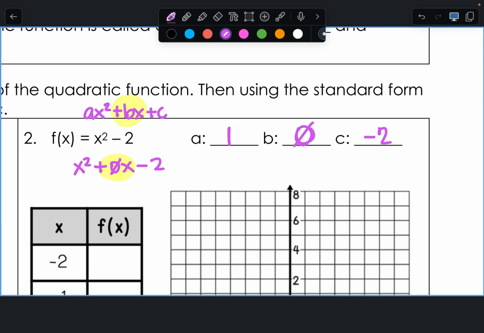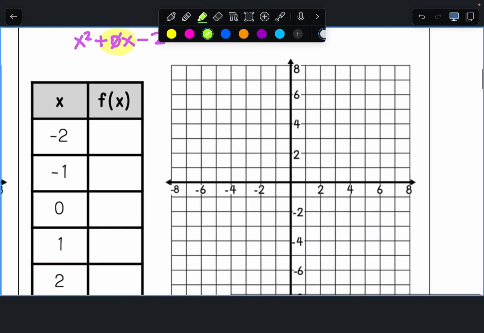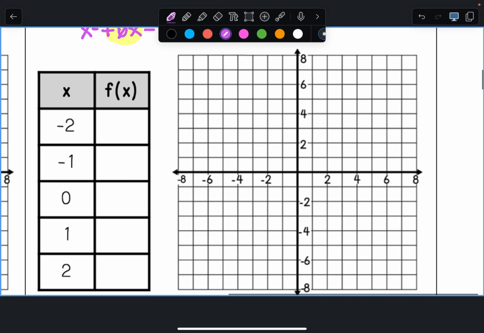Okay? Now we type that equation. You still type the original equation into y equals and fill out your table, which is x squared minus 2. What number goes with negative 2? 2. And negative 1? Negative 1. 0? Negative 2. 1? Negative 1. And 2? 2. Okay, so look at your y values.